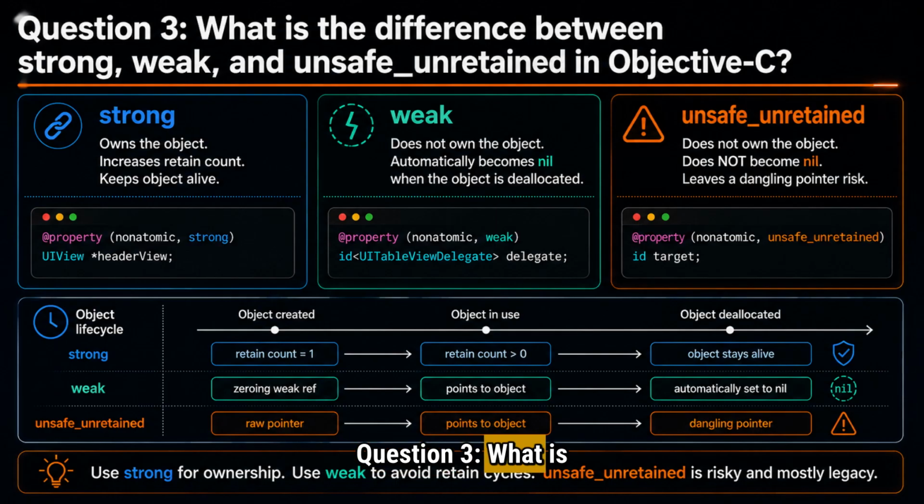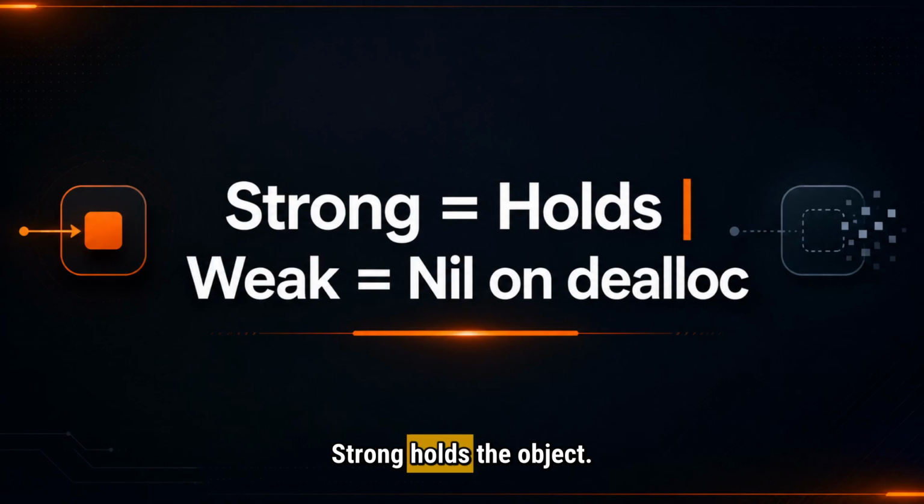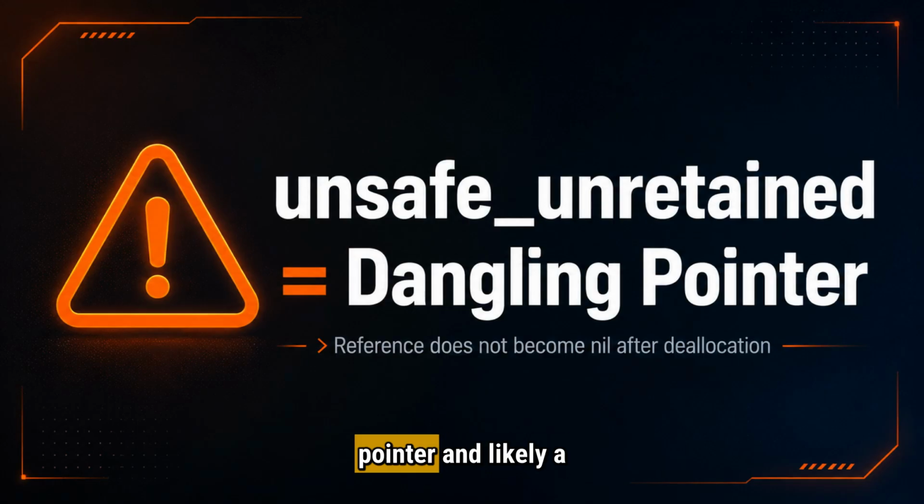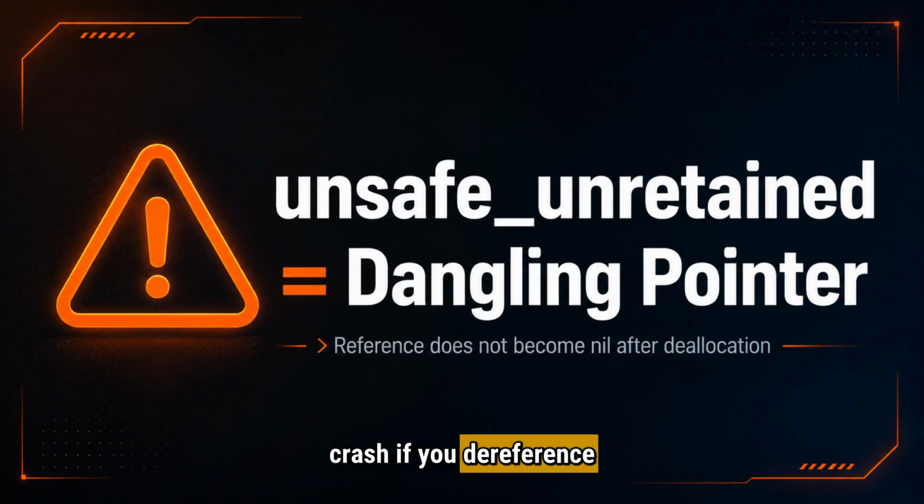Question 3. What is the difference between strong, weak, and unsafe_unretained in Objective-C? Strong holds the object. Weak doesn't increment count and automatically sets to nil on deallocation to break cycles. Unsafe_unretained is weak without the nil out. You get a dangling pointer and likely a crash if you dereference it.